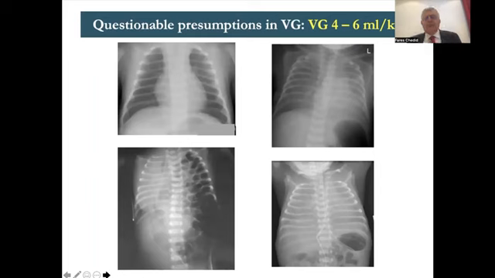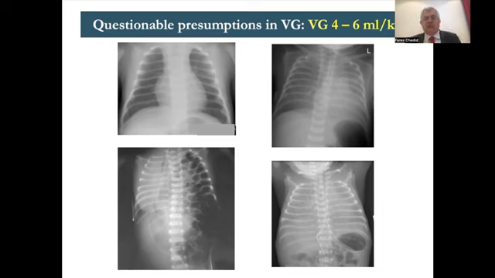Now, I'll give you some questionable issues about the volume guarantee. First, a questionable presumption. We always say keep the patient between 4 to 6 mil/kg and don't allow him to go above 8 mil/kg, probably not below 3 mil/kg. So for preventing volutrauma, 4 to 6 mil/kg.